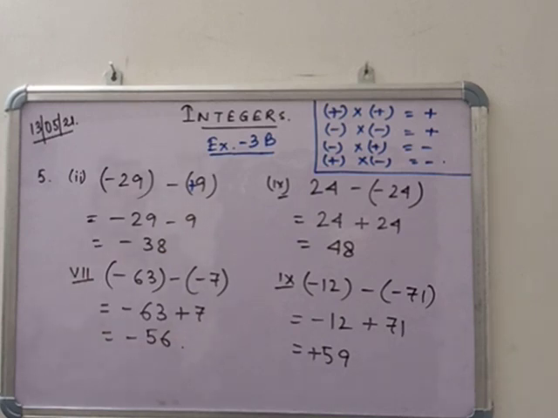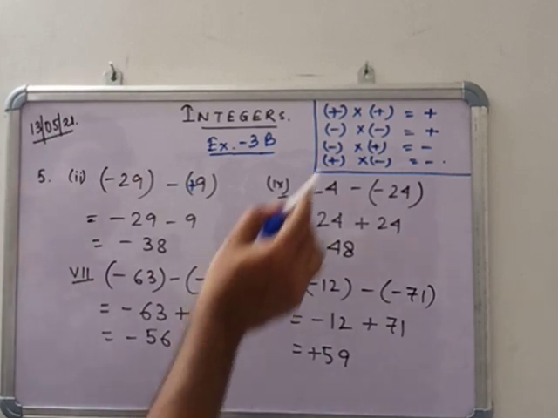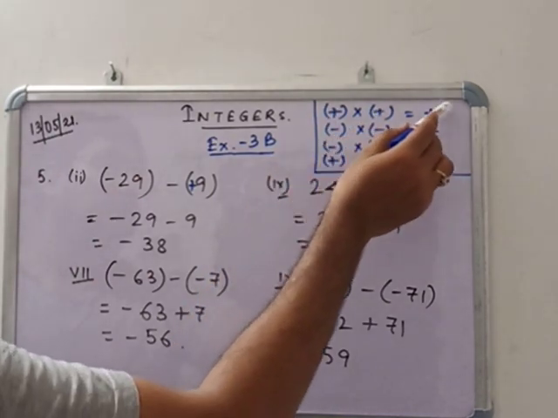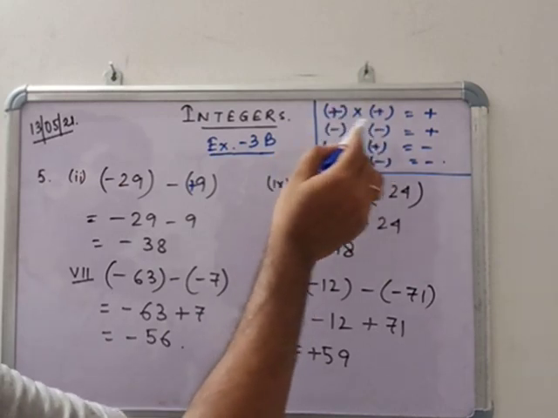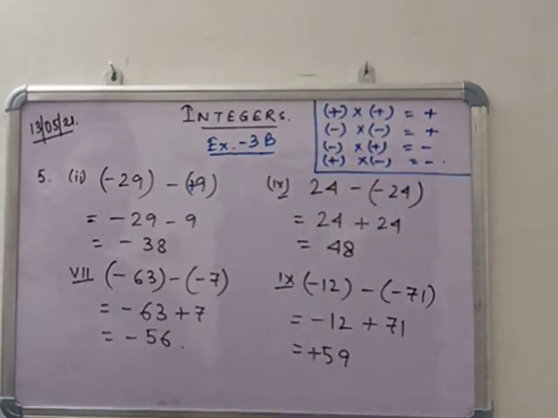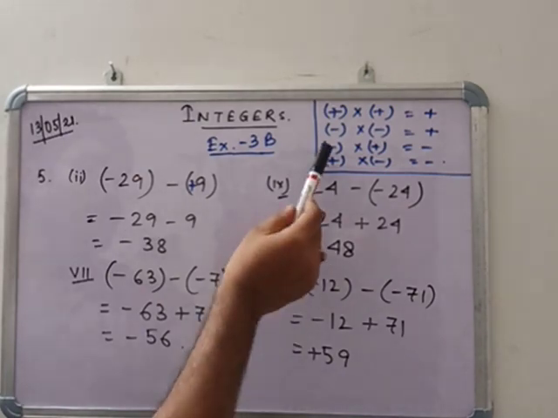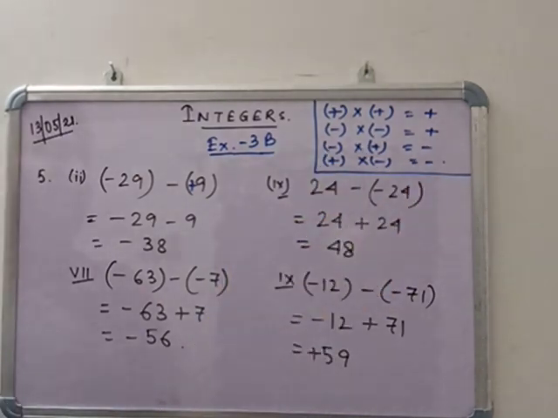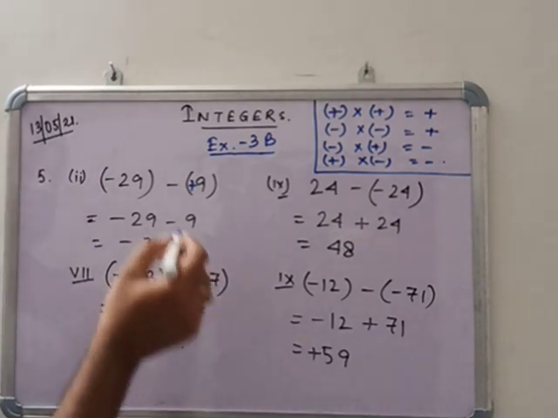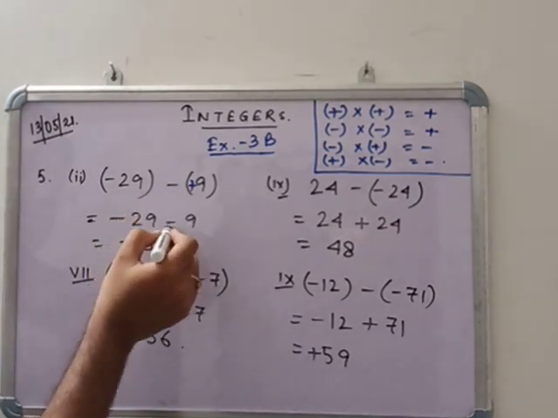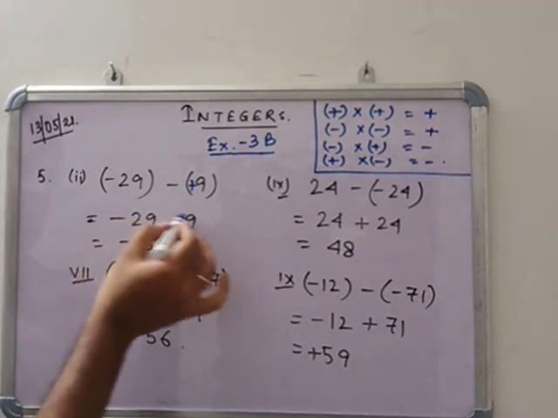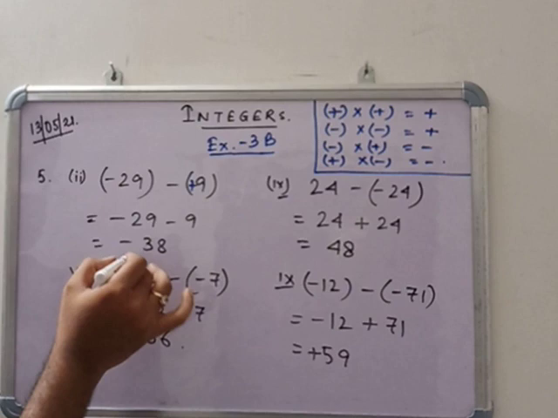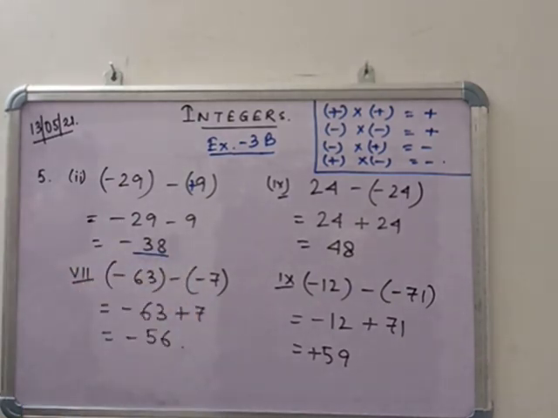That means when we multiply the same sign, plus plus or minus minus, we get plus. When the opposite signs are there, we get negative. So here the opposite signs are there, minus and plus, so this is minus. After that, both the signs are minus, so add it. So minus 38.